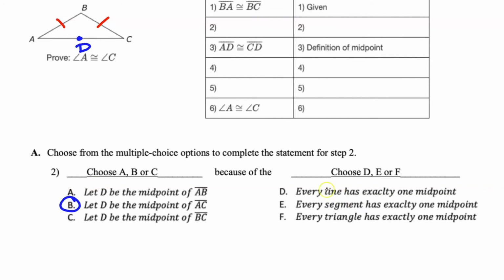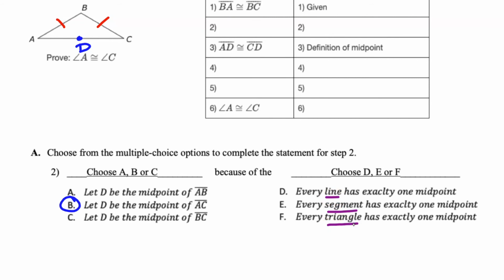Now the reason. Our reason: every line has exactly one midpoint. Every segment has exactly one midpoint. Every triangle has exactly one midpoint. So now we got to look at what is the difference in the words here. One of these statements has the word line. One has segment. One has triangle.